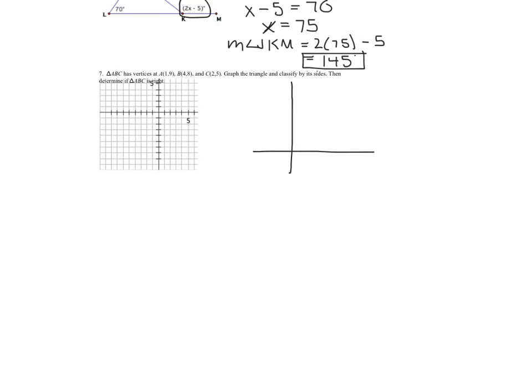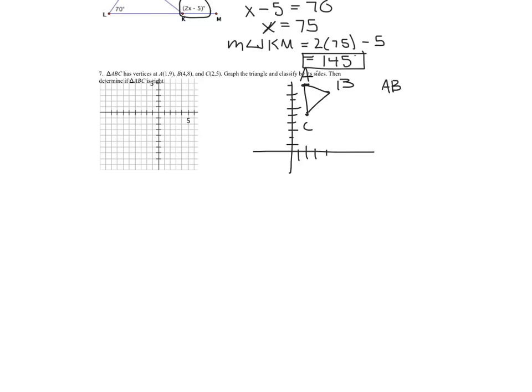I see all my points are positive. So 1, 2, 3, 4, 5, 6, 7, 8, 9. That's point A. B is at 4, 8. So right up there. And then C is at 2, 1, 2, 3, 4, 5. All right, this is a bummer. There are no vertical or horizontal sides, so I'm going to have to find each side length.